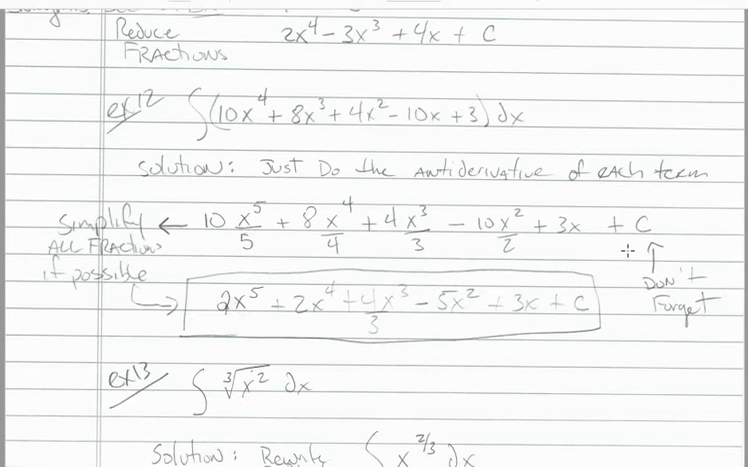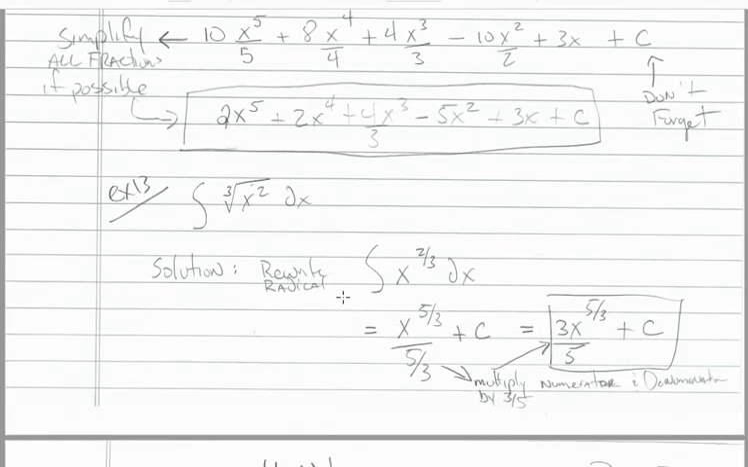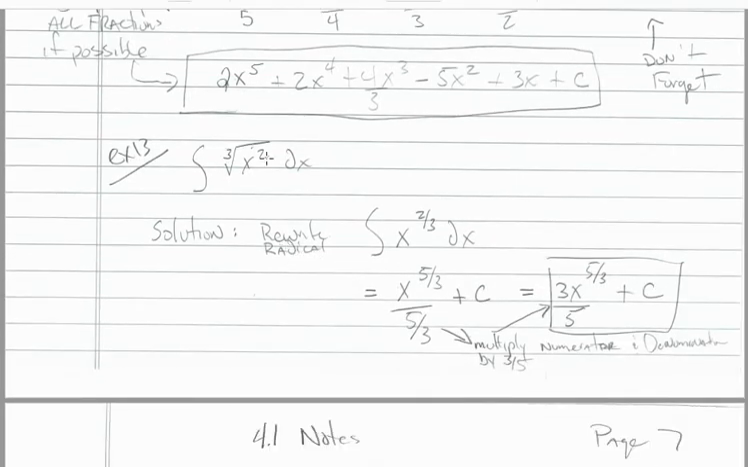Once you get to this point, we're able to reduce the fractions. So 10 divided by 5, 8 divided by 4, 4 divided by 3 is going to stay the same. 10 divided by 2, and so on and so forth. So we can simplify all the fractions out. I know you can't see that real well, but it'll probably pull up okay when you pull up the PDF version on my website.